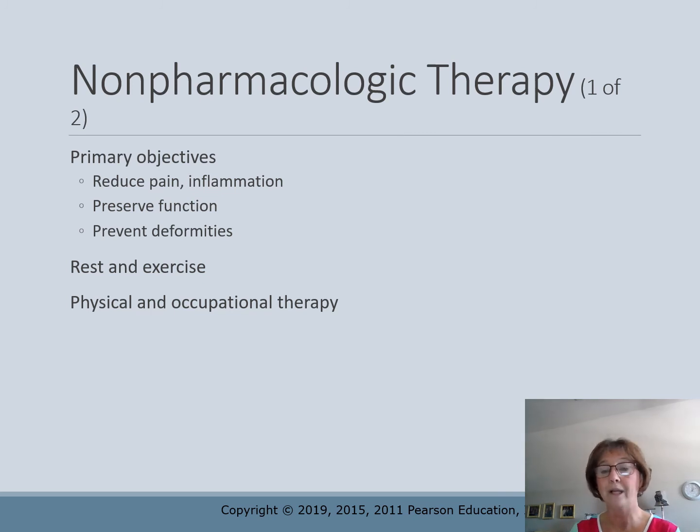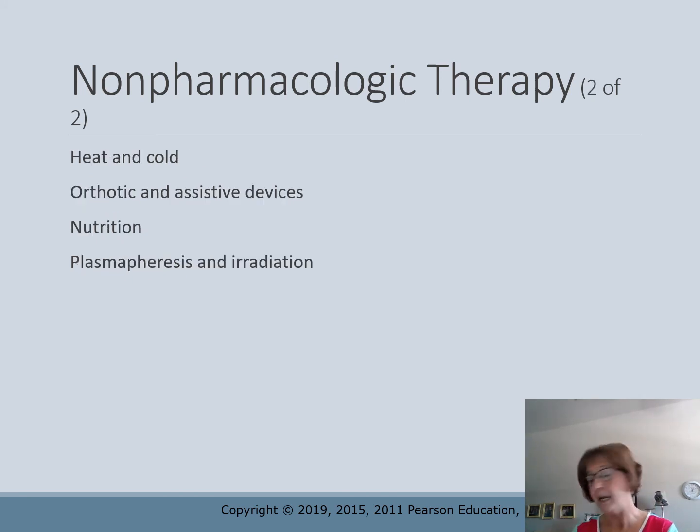Some of the things that we do that don't include medications: rest and exercise, low impact walking, low impact exercise. But you do need to get up and move around. The more you sit around, the stiffer your joints get. Physical and occupational therapy. They may need that to keep range of motion and let them do active range of motion. Hot and cold packs are used to help with the inflammation. Orthotic devices so they can walk and eat and manage their ADLs.